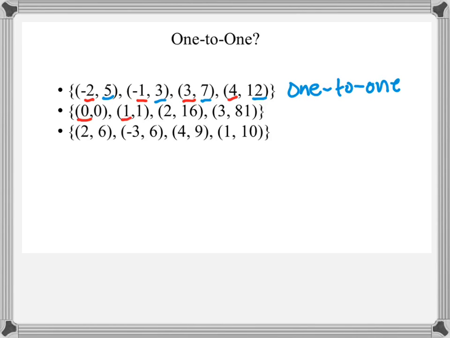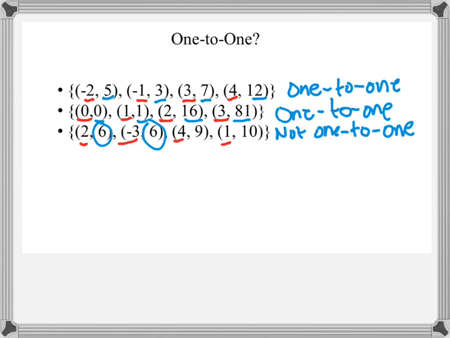So in the second one, we have all different x values, so this is a function. We have a 0, a 1, a 16, and 81 as the y values. So all the x values get different y values. This is also one-to-one. In the last one, we have 2, -3, 4, and 1 in the domain. But here we see we have 2 6s in the range. So 2 goes to 6 and -3 goes to 6. So this function is not one-to-one.